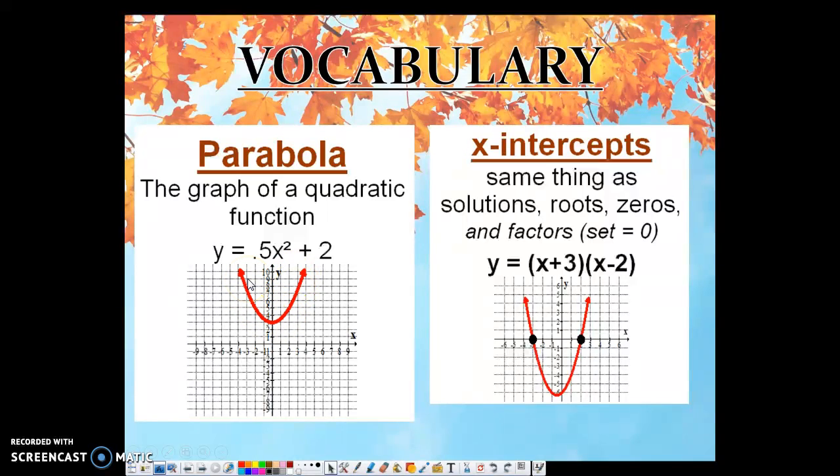The x-intercepts is where the parabola crosses through the x-axis. Keep in mind, we also call these solutions, roots, and zeros. They are all the same thing. So when I ask you what's a solution, you tell me the x-intercept. When I say what's a root, you tell me the x-intercept. When I ask what's a zero, you tell me the x-intercept. They're all the same thing.